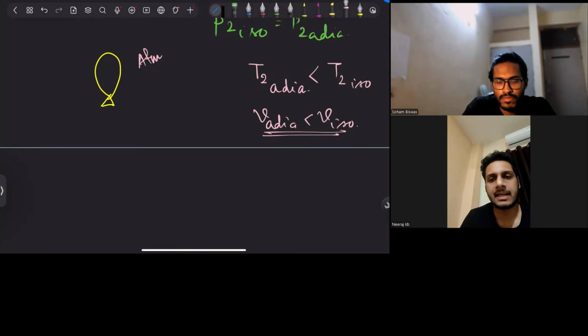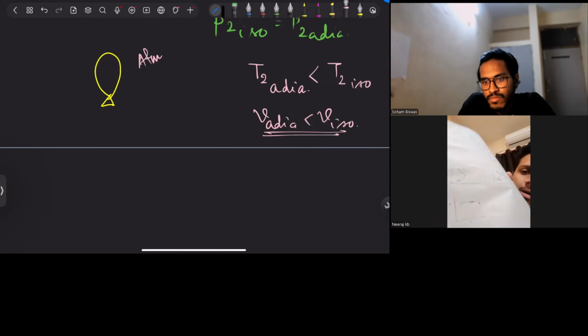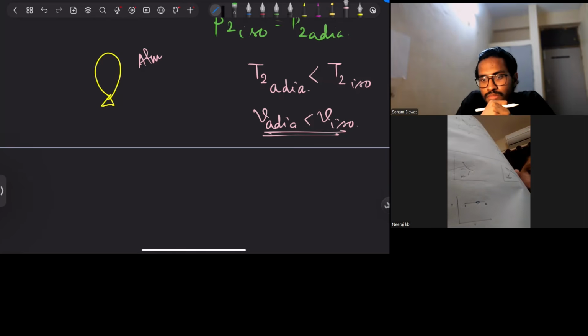Now the temperature is less than the atmosphere. When we keep it in the atmosphere, it will gain some heat. I am assuming the process to be isobaric because it is at the same pressure. So the volume will increase. It will be like a straight line.